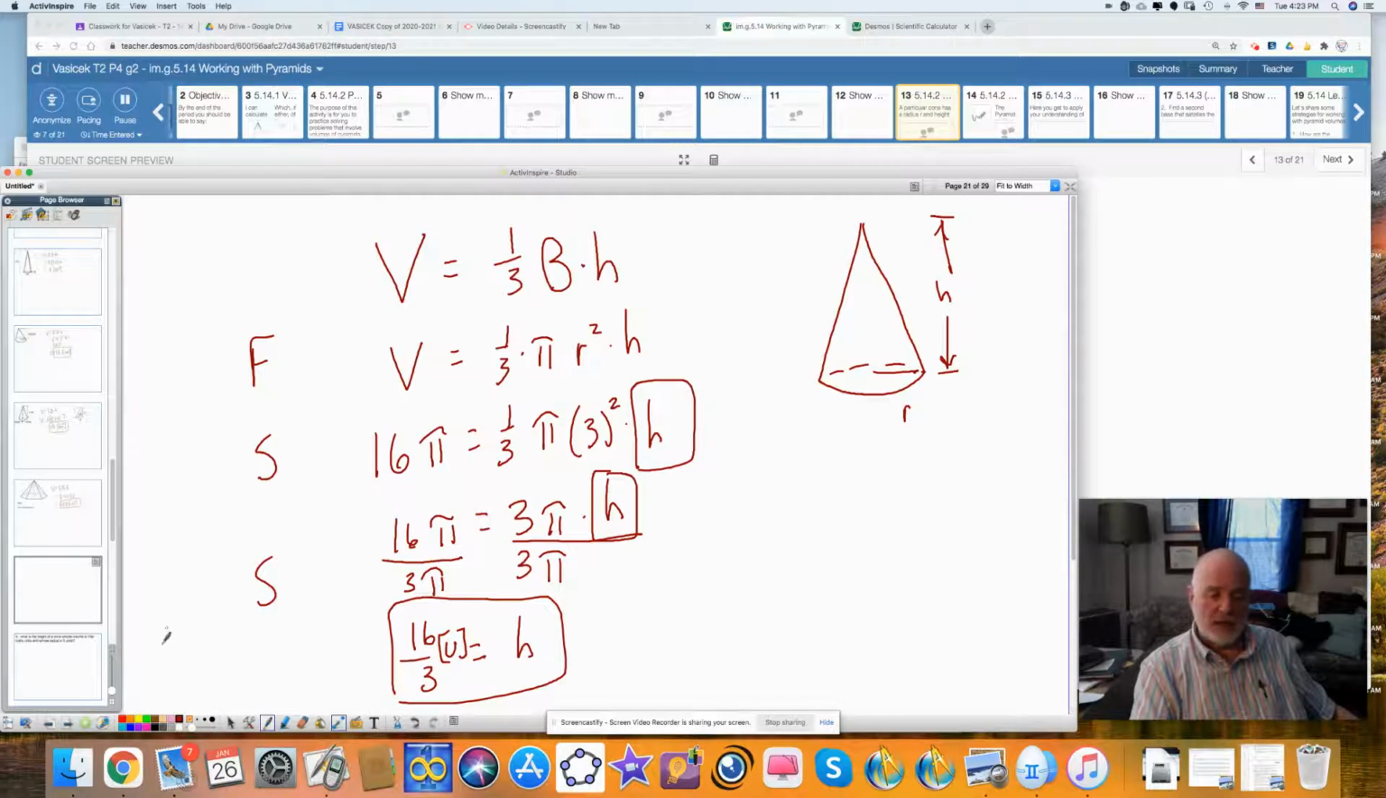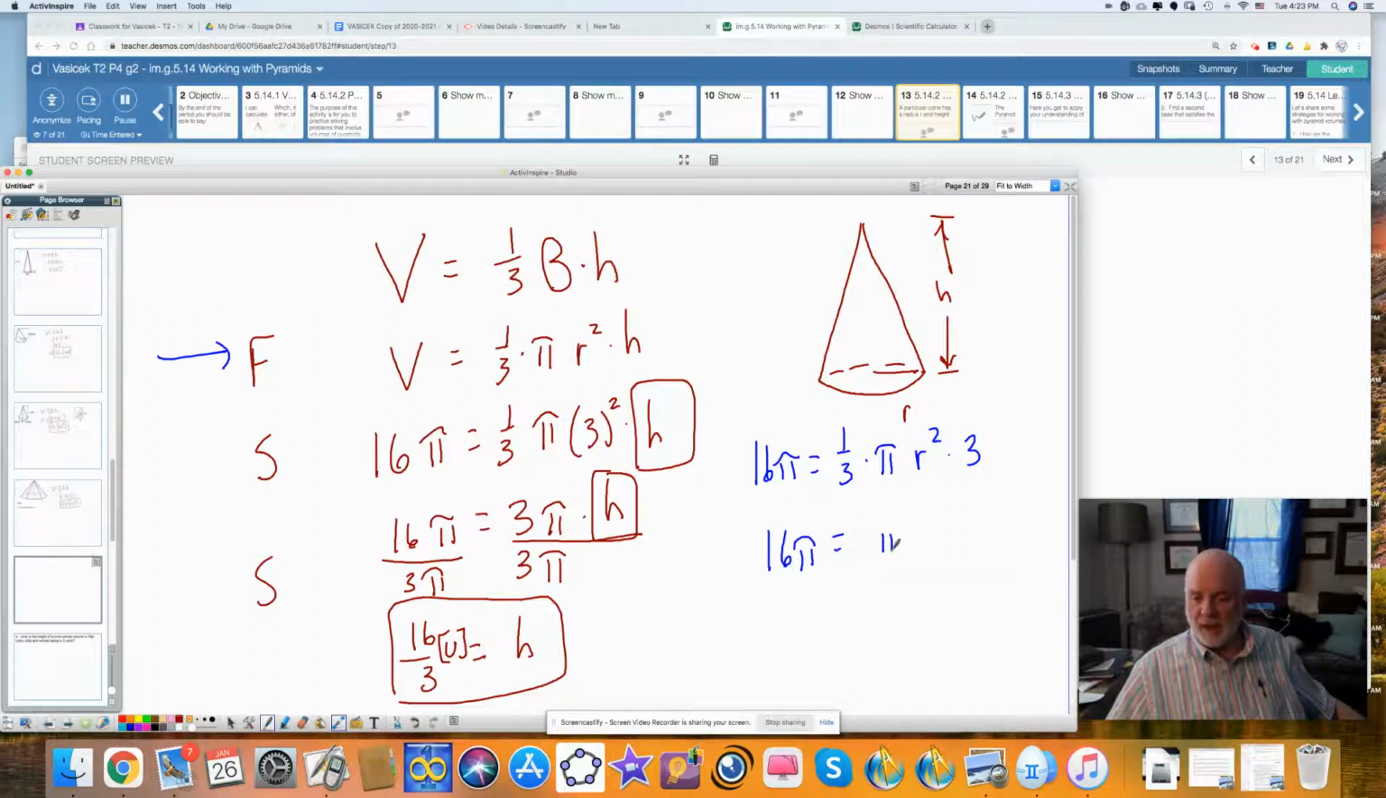So let's substitute that number into this same equation. I'm going to use this same equation, and I will substitute the values in. 16 pi is equal to 1/3 times pi times the radius squared times the height of 3. Well, this could be simplified. 16 pi is equal to pi times r squared. If I divide both sides by pi, I get r squared is equal to 16, so r is equal to 4.